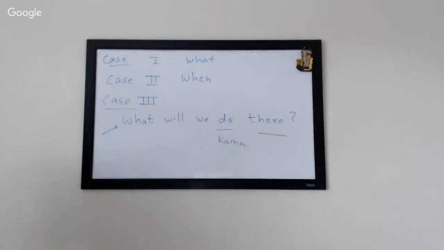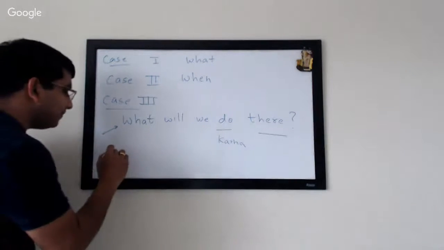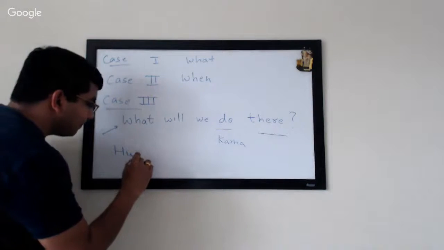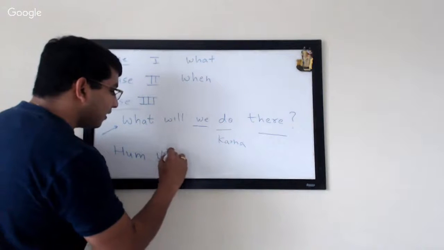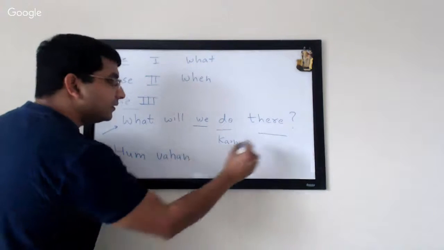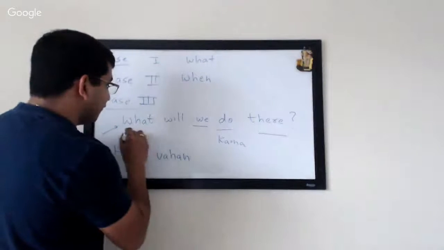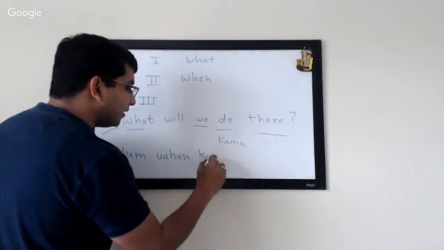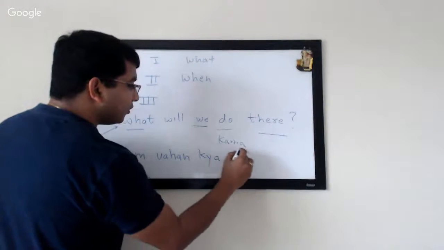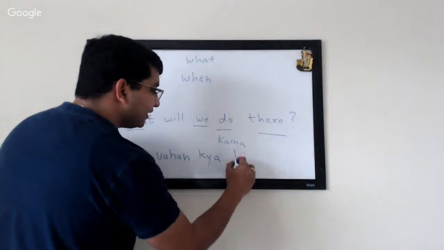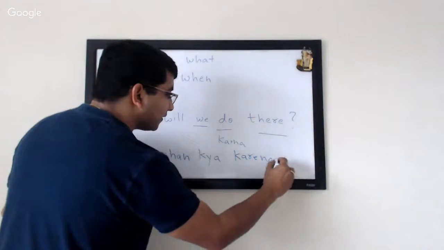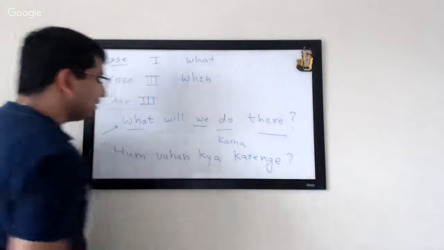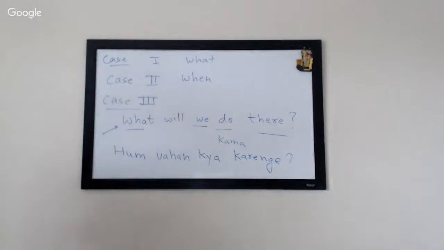Very good. So it's pretty much like हम, we, वहाँ, there, what is क्या, and the verb is करना, but in future indefinite it will be करेंगे. हम वहाँ क्या करेंगे? Right, that's a verb.